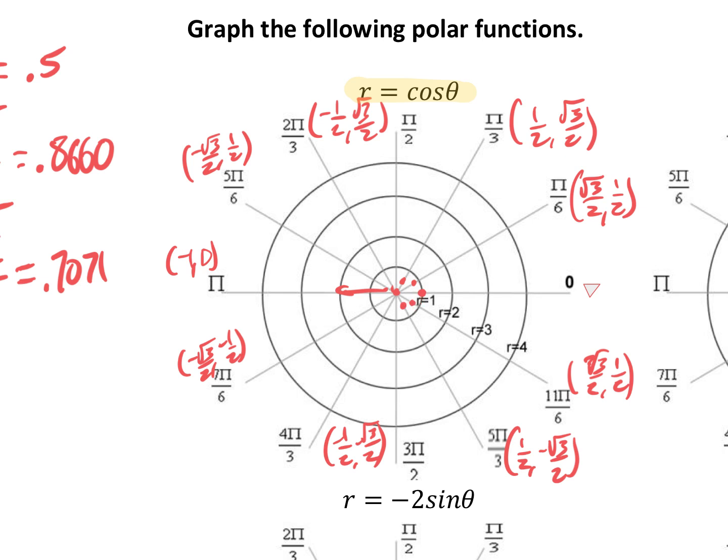And then if we turn and look this way at 7 pi over 6, our cosine is negative root 3 over 2, or negative 0.8660. Well, that puts us backwards right here.